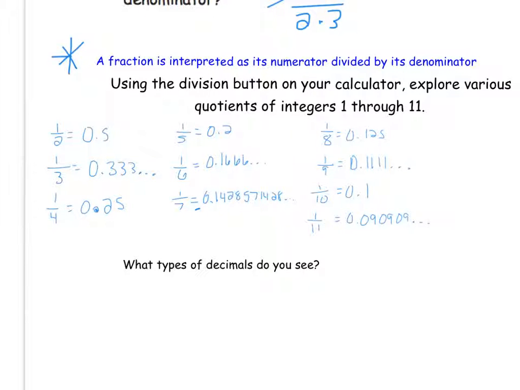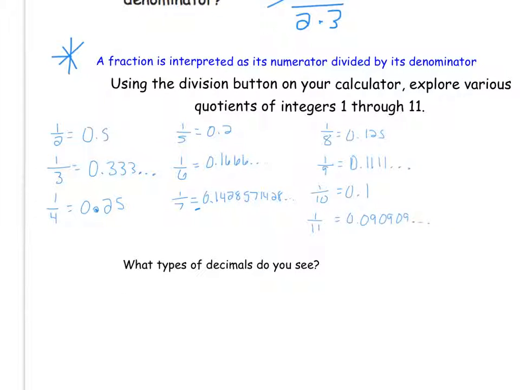Alright, I chose to use numerators of only 1, but I did test out all of the denominators 2 through 11. So, what type of decimals do we see here? Well, I see decimals like this that just end. Here's another one. So I have ending, and remember we learned those were terminating. And then I also see those that repeat, 0.333, 0.1666, etc., etc. Here's 1/9 that repeats, 0.11111 repeating.